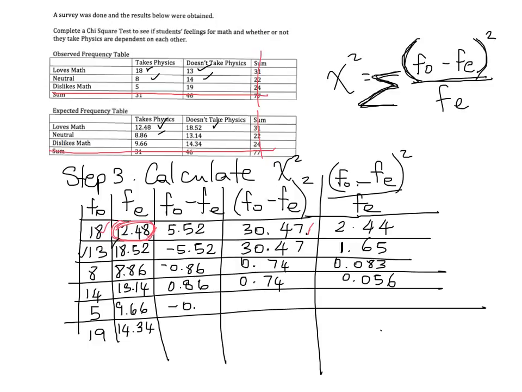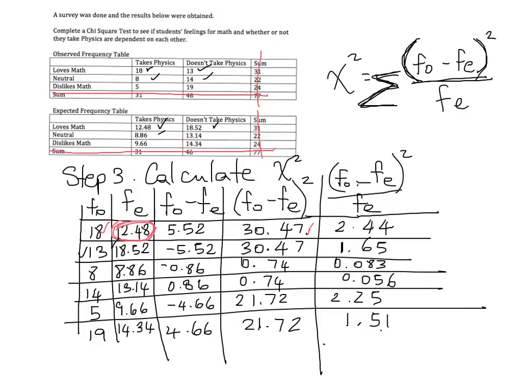Oh, that's not right. We have negative 4.66 squared would be 21.72, 2.25, 4.66 squared, 21.72, divide, we get 1.51.